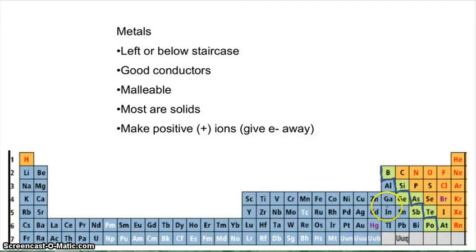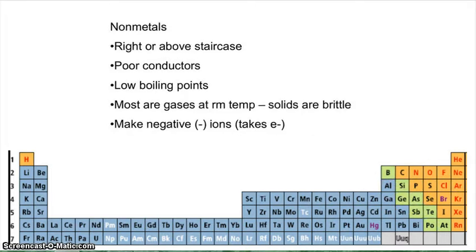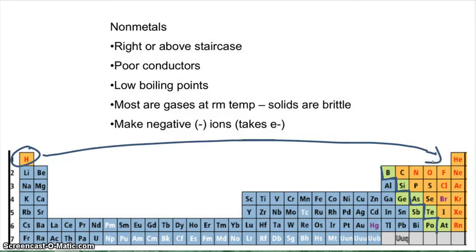Okay, so if we know that the left of the staircase, all these blue boxes are metals, that means to the right is going to be the opposite of a metal, and that's going to be nonmetals. So again, here's our staircase starting next to boron and working its way down. All these orange boxes are considered nonmetals. And you see we have one outlier over here, which is hydrogen. Even though it's over here on the left side of the staircase, it is still considered a nonmetal.